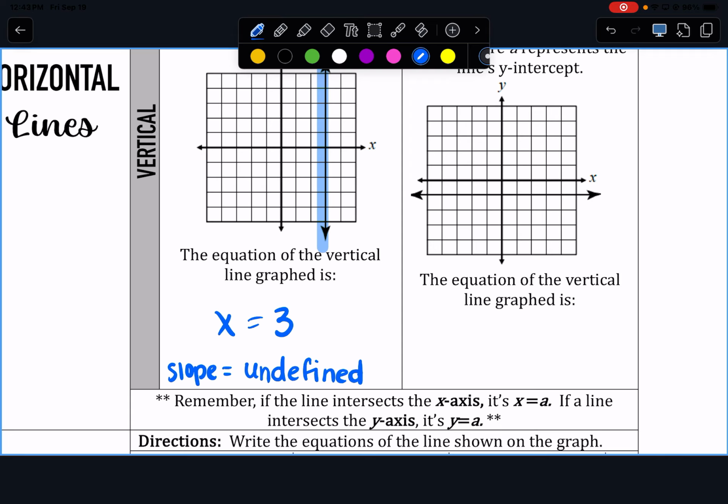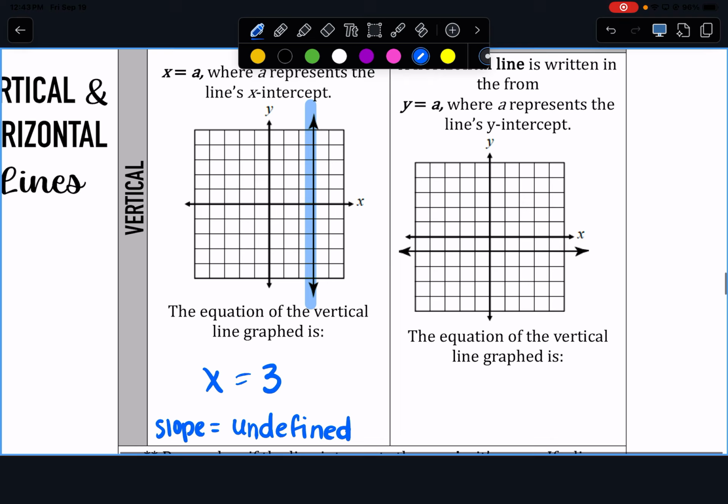Then we have horizontal lines. So horizontal lines are written in the form of y equals a, where a is the y-intercept. Again, because at any point on that line, our y value is what? So what is the y value in this line? -1. So our equation would be y equals -1. What is the slope for any horizontal line? 0.